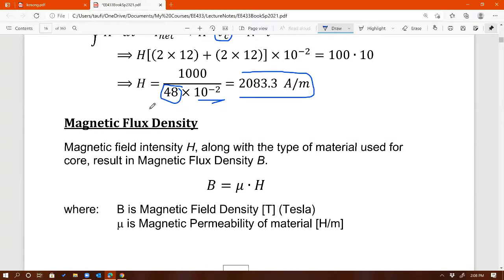Okay, then that's H. That's field intensity. Another magnetic property is flux density. So H is field intensity, B is flux density. So what is the amount of flux per given area of the core, basically?